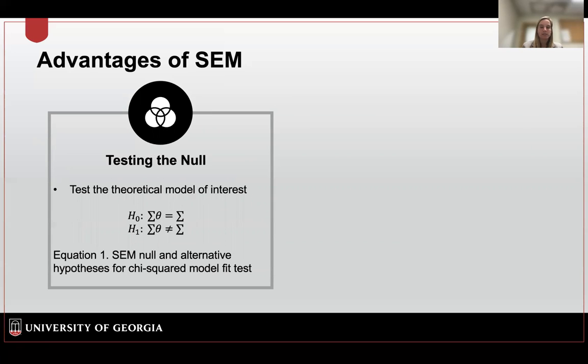Testing the null. Researchers using SEM test the theoretical model they are interested in directly because the SEM theoretical research hypothesis aligns with the null hypothesis when testing for model fit using chi-squared. Thus, the researcher does not want to reject the null hypothesis for a chi-square model fit because it would indicate the theoretical research hypothesis failed.